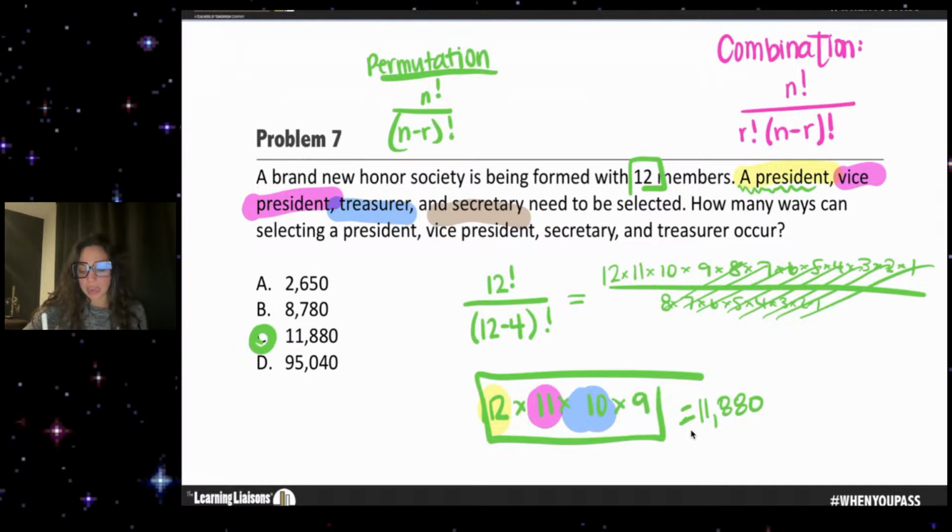And so that's kind of how I like to think about it sometimes. It's not always the fail-proof way of doing it, but that's how I like to think about it, because sometimes memorizing formulas is just hard.